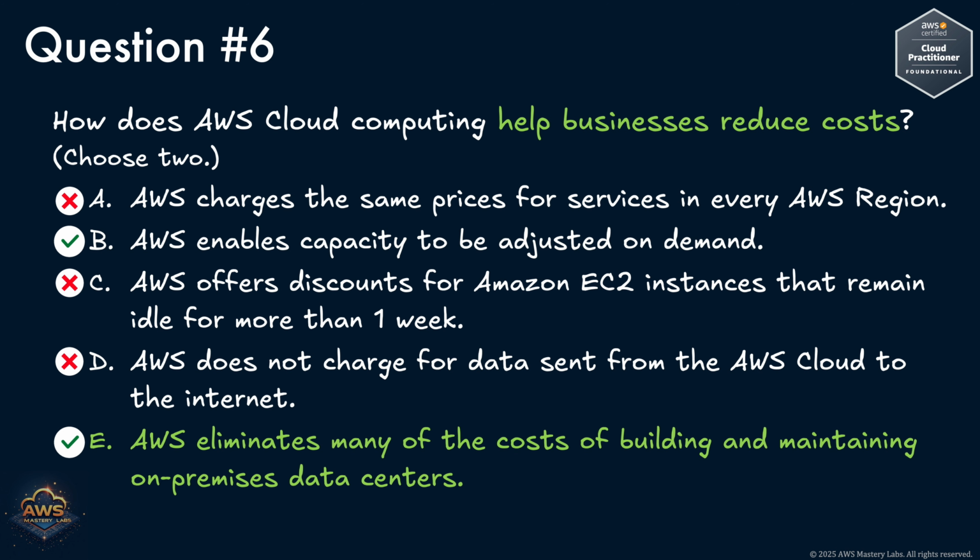AWS eliminates many of the costs of building and maintaining on-premises data centers. With AWS, businesses no longer need to invest in physical servers, cooling, power, rack space, or redundant systems. There are no capital expenses, CapEx. It's all shifted to a pay-as-you-go model. This change in cost structure is one of the most compelling benefits of moving to the cloud.